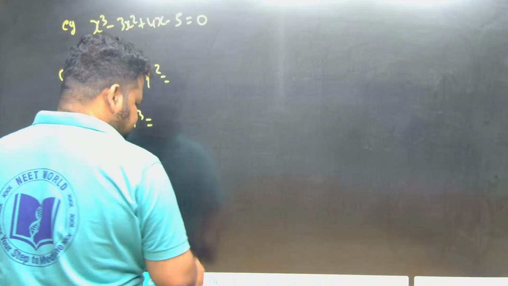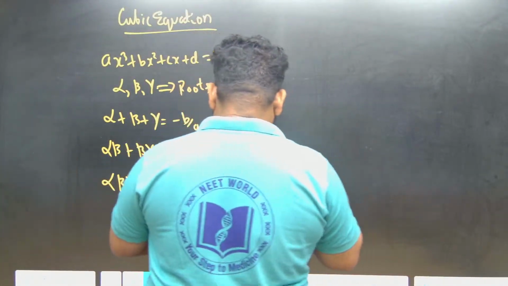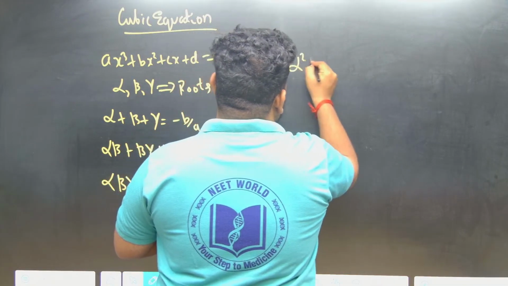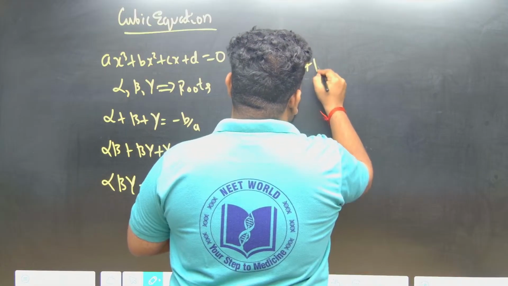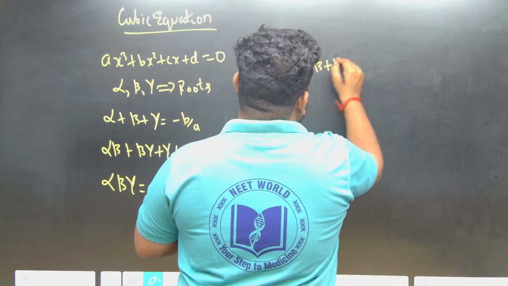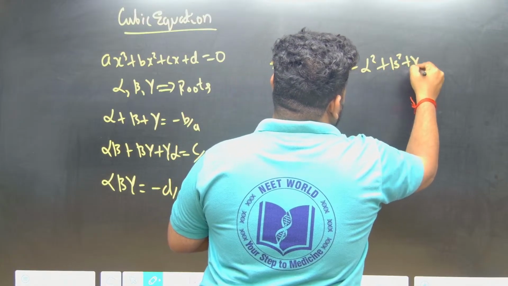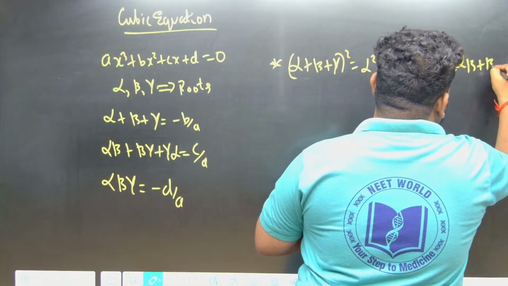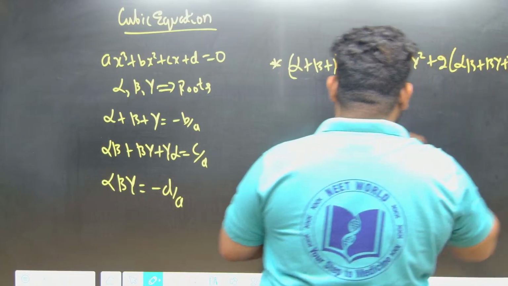But before solving this, certain important formulas you must know when it comes to cubic equations. First, very important, alpha plus beta plus gamma whole square is given by alpha square plus beta square plus gamma square plus 2 times alpha beta plus beta gamma plus gamma alpha. Delta will come in biquadratic.